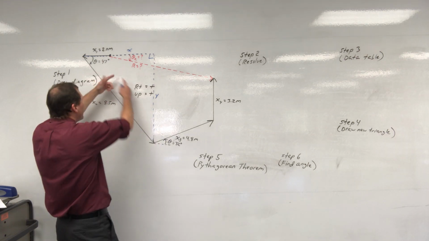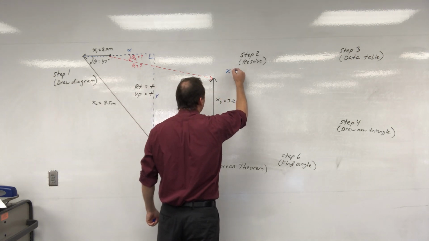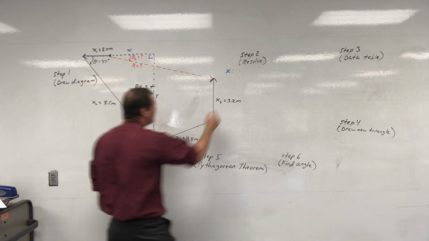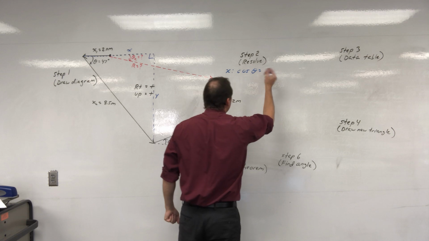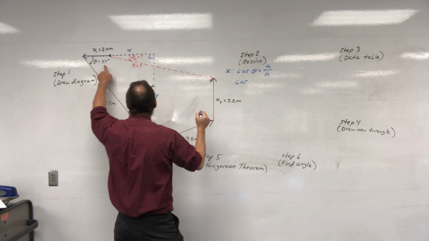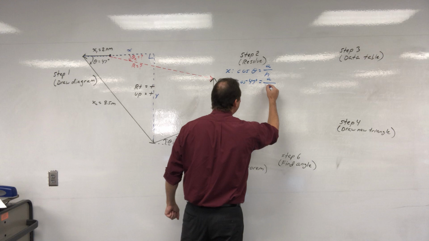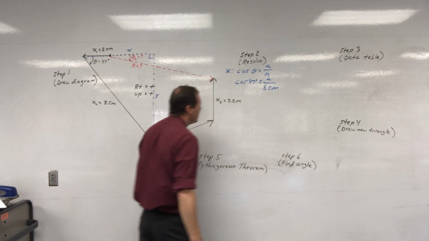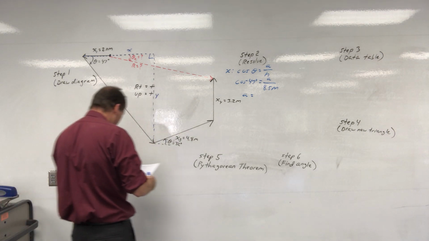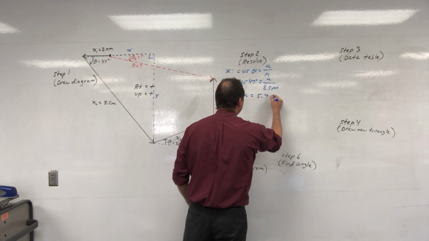So I'll start with the adjacent side. I'm going to use cosine for that. And I'll put a little x because I'm looking for the x component of this blue triangle right here. So cosine theta equals adjacent over the hypotenuse. Cosine 47 degrees equals the adjacent side over 8.5 meters. And then I'm just looking for that adjacent side. So that comes out to be 5.797 meters.